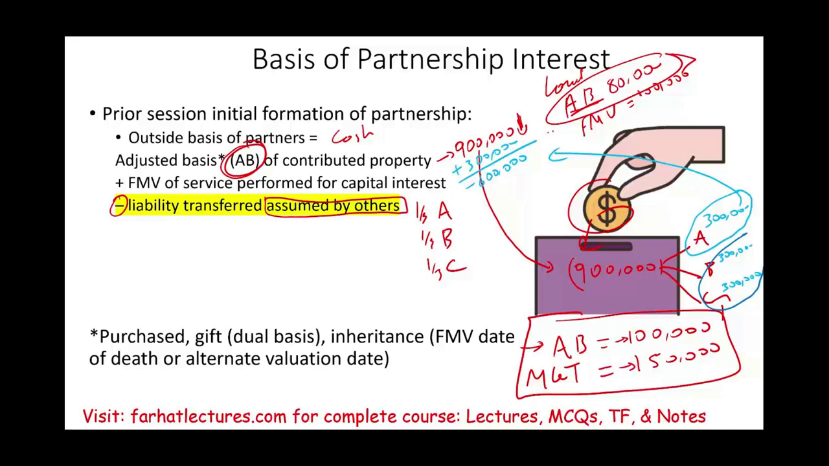Once the liability is inside, they're going to say, you are responsible for 300,000. Well, then I only reduce it by 600. So simply put, the liability transferred that's assumed by others is the reduction of my basis.